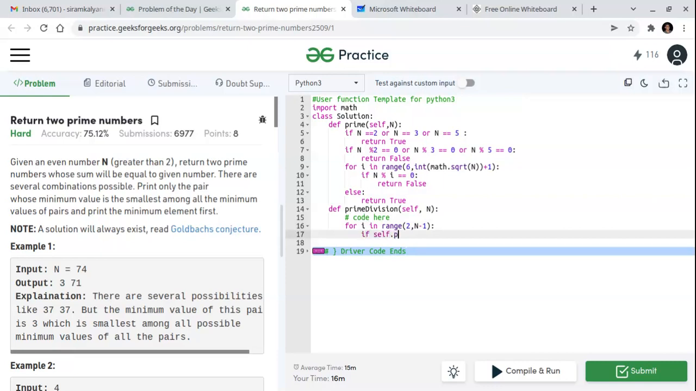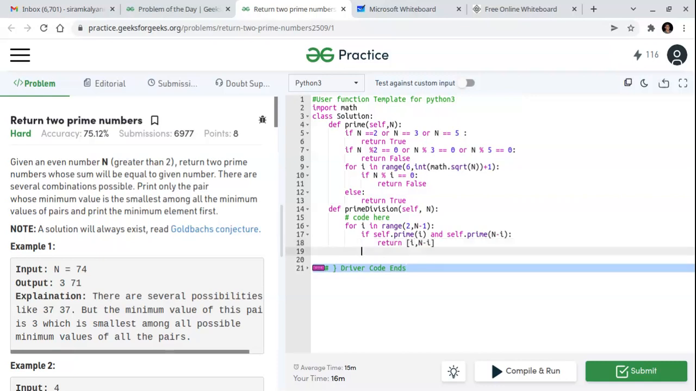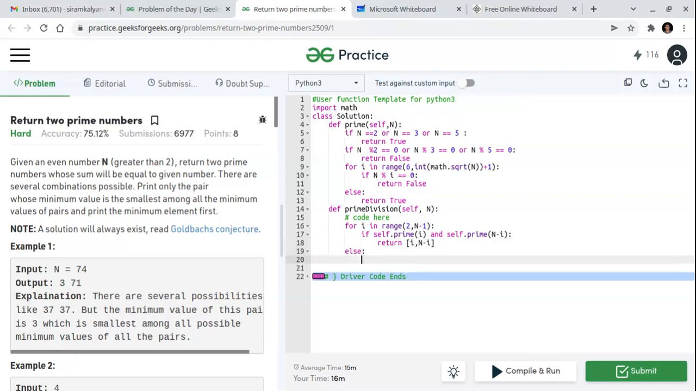If self dot prime, meaning I'm using the prime function above, of i, and self dot prime of n minus i, both are prime, meaning both functions return true, we return i comma n minus i, or else we are going to return an empty list. Now let's run the code.